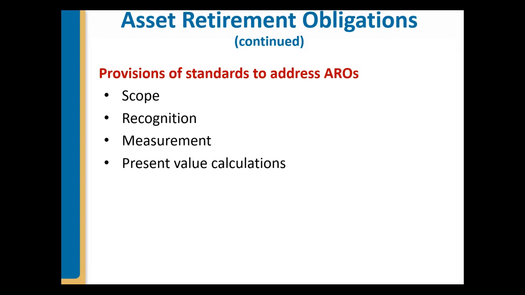So this expected cash flow approach incorporates specific probabilities of cash flows into the analysis. We use a discount rate equal to the credit-adjusted risk-free rate. The higher a company's credit risk, the higher will be the discount rate. All other uncertainties or risks are incorporated into the cash flow probabilities.